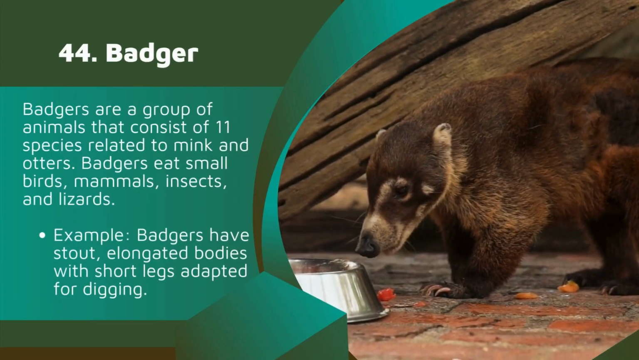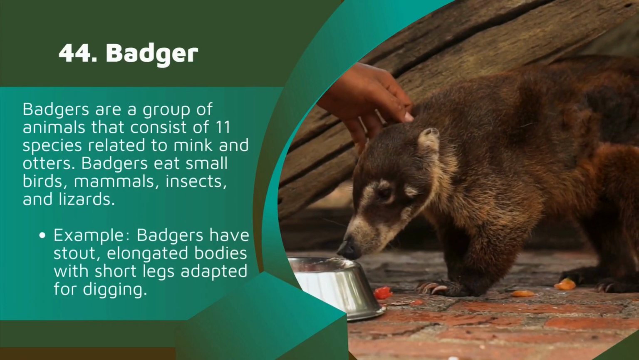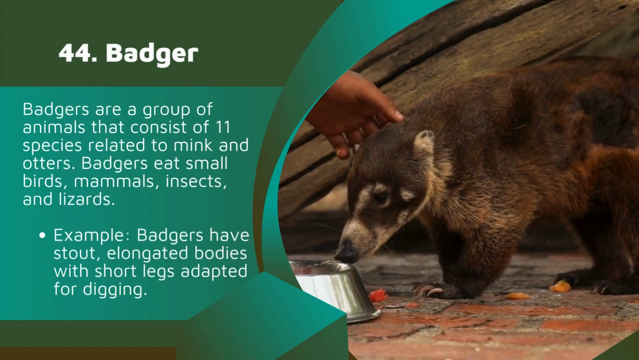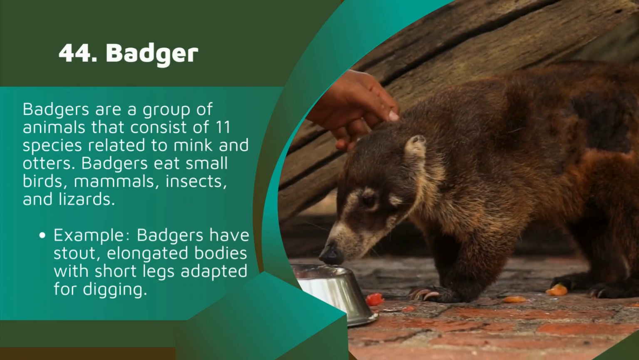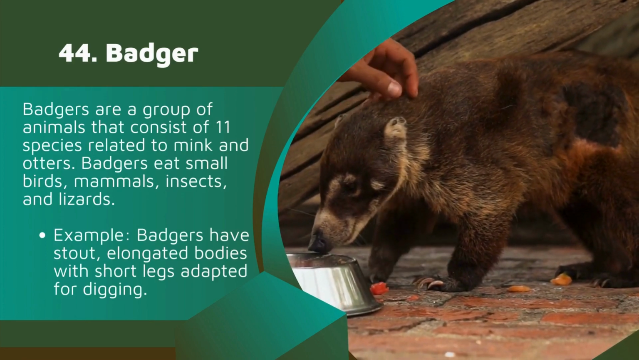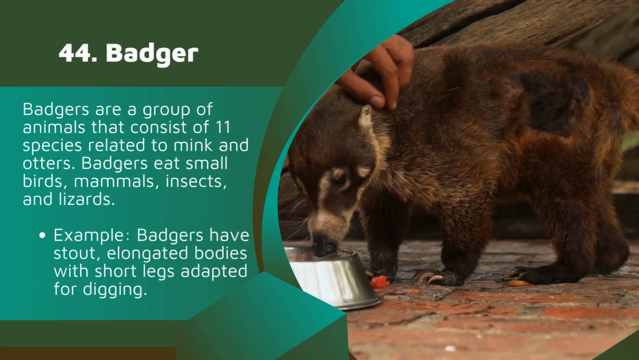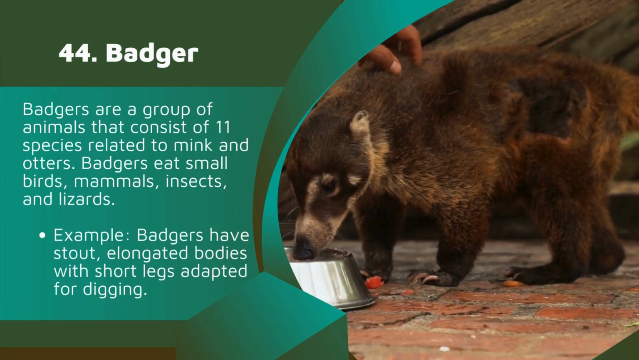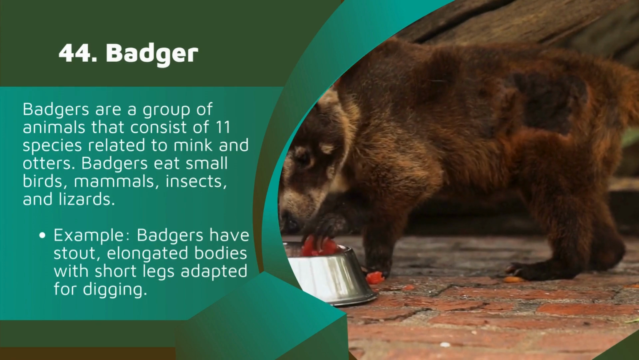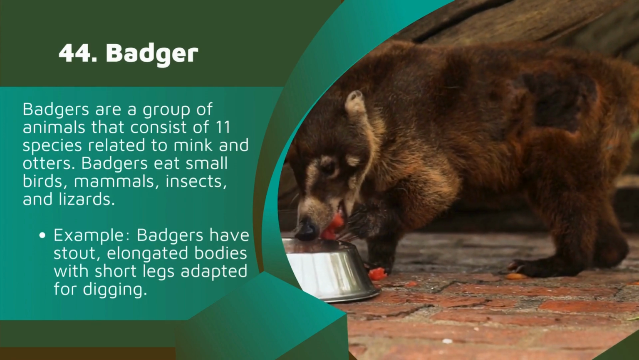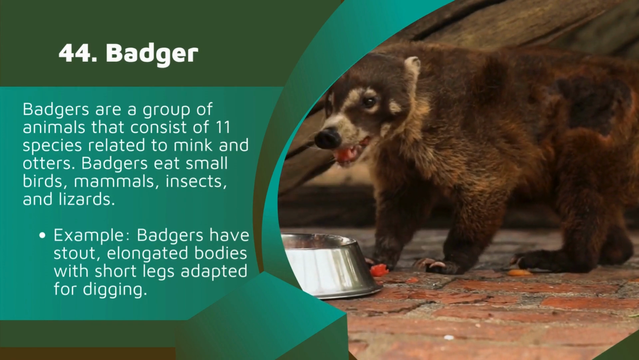44. Badger. Badgers are a group of animals that consist of 11 species related to mink and otters. Badgers eat small birds, mammals, insects, and lizards. Example, badgers have stout, elongated bodies with short legs adapted for digging.